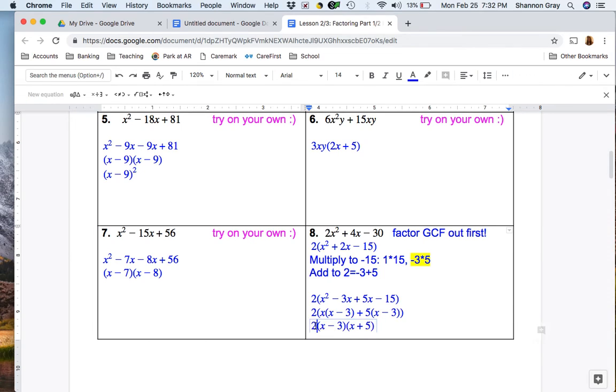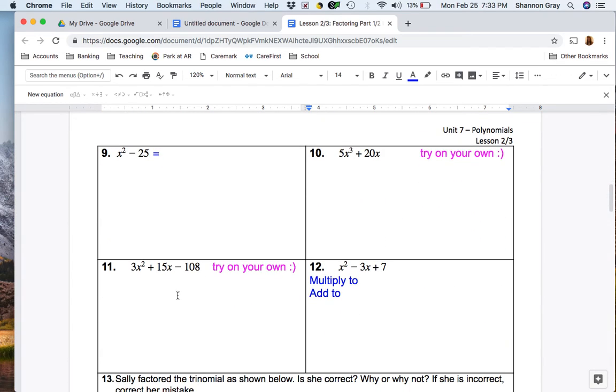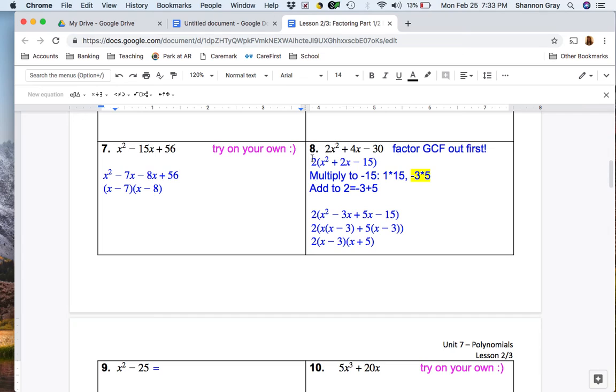One of them is a monomial, so 2 is a monomial, and then these other 2 factors are binomials. All right, I want you to reference number 8 when you come down to do number 11. You'll notice that 3, 15, and 108 are all multiples of 3, so you should be able to take out a GCF like we did right here.